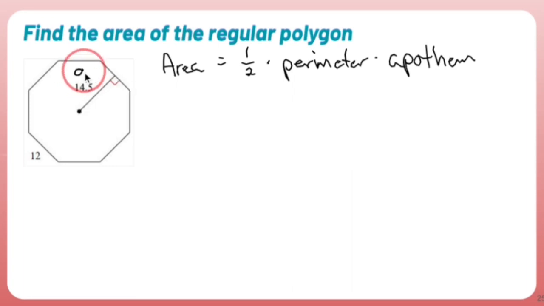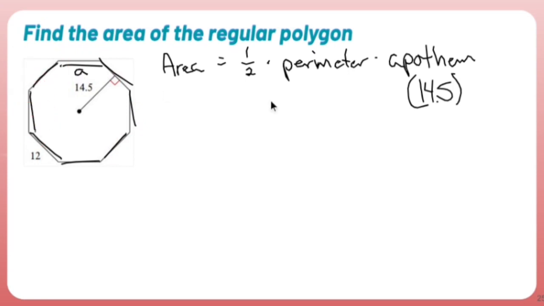So this right here is my apothem. And what I have is one of the side lengths. One of the side lengths is 12. All right, well, in order to find the perimeter, I have the apothem is 14.5. That's the apothem. In order to find the perimeter, I have the fact that one side is 12. There's one side, 2 sides, 3, 4, 5, 6, 7, 8. So the perimeter is going to be 8 times 12. So the area is found by multiplying 1/2 times 8 times 12 times 14.5.